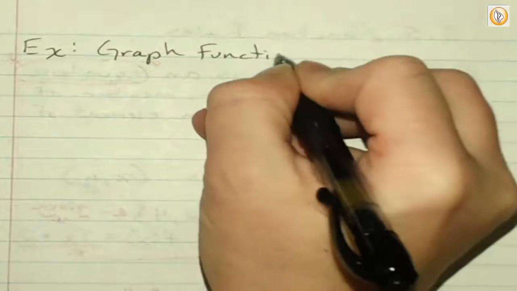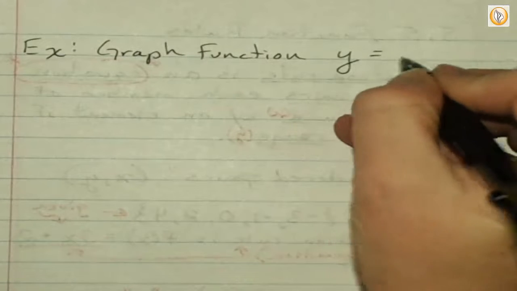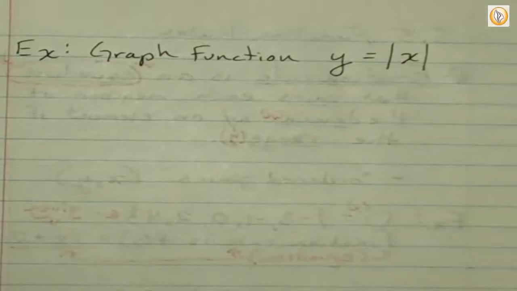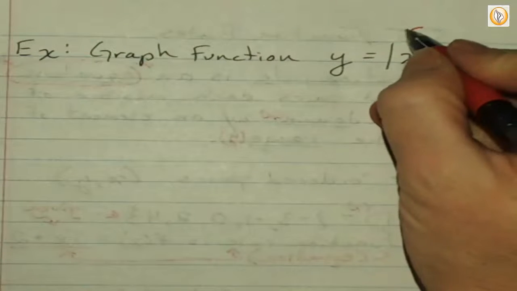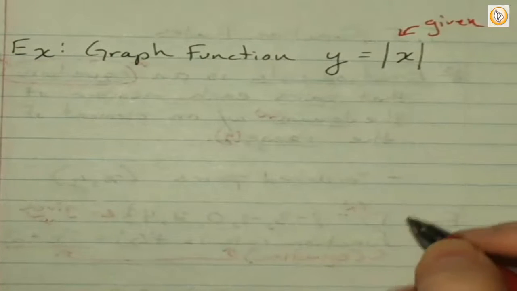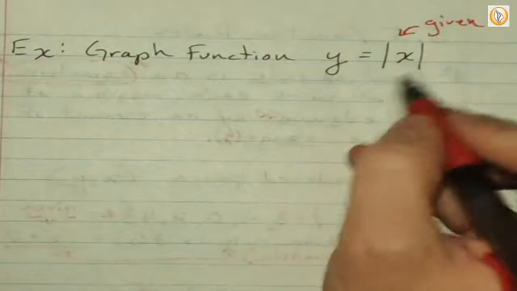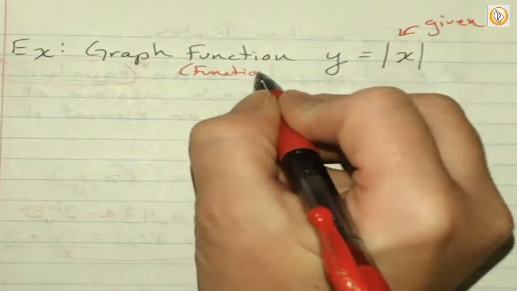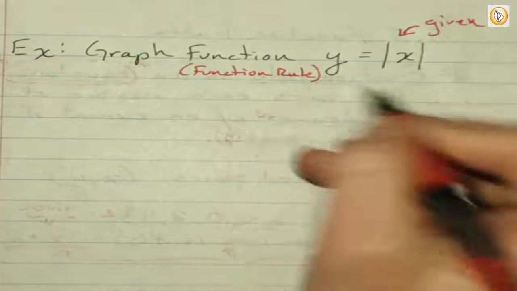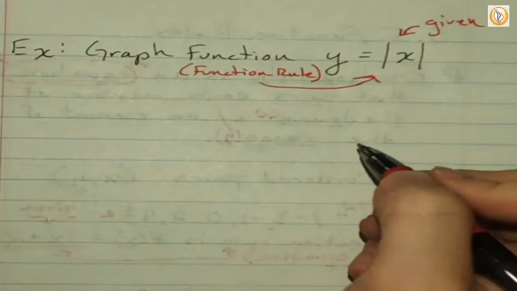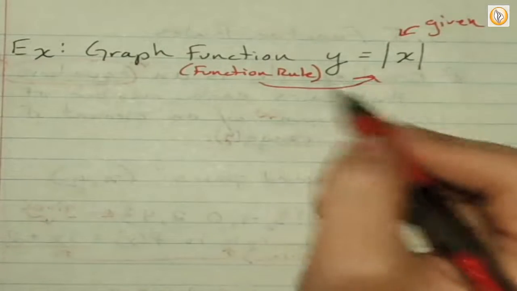This time they say graph the function y equals the absolute value of x. And that's all they tell you. So this is given in the problem. If you're going to graph it and all they gave you was the function rule, this is the function rule. It's just written differently. I need y'all to get used to that. Why they can't just say equation, but it's the function rule.